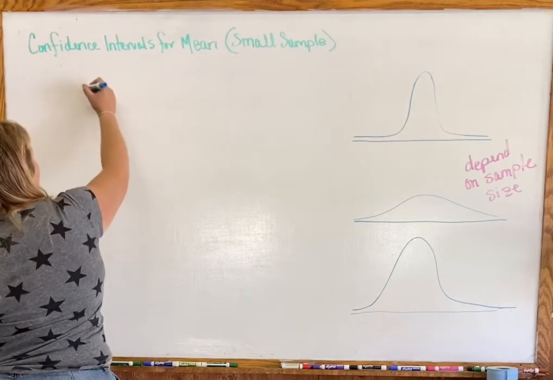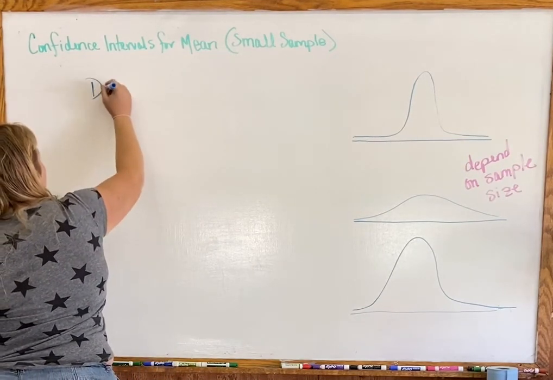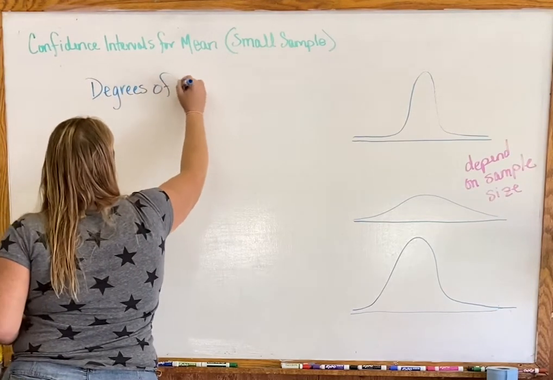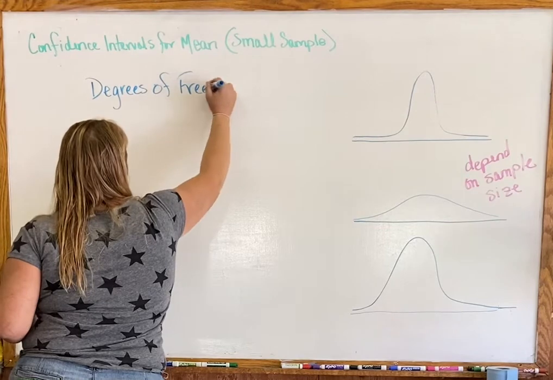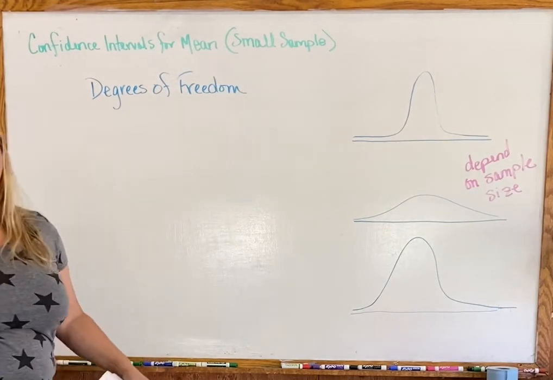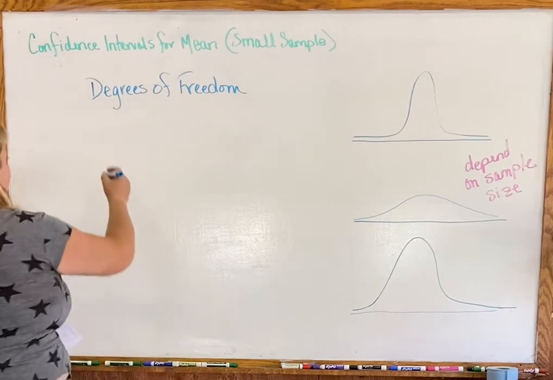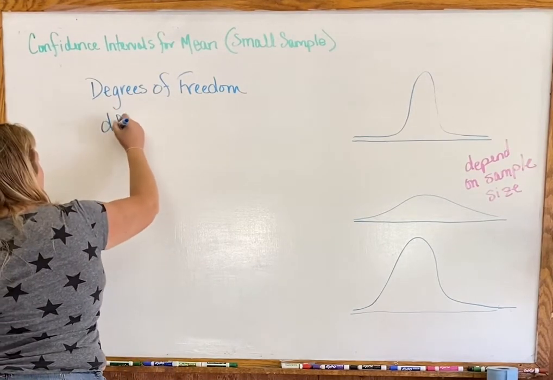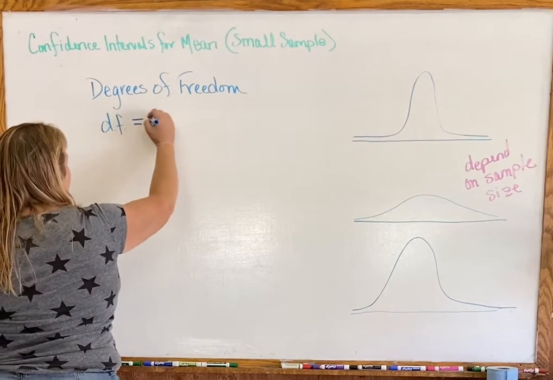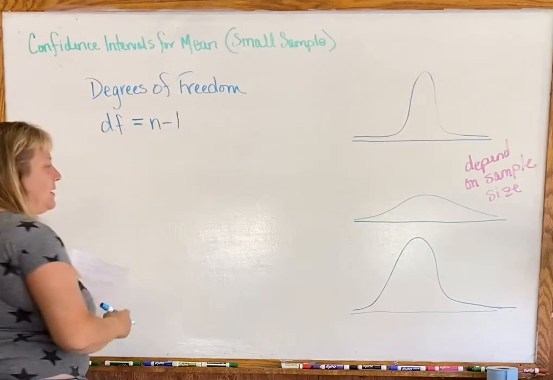Okay, so what we're going to look at here is something that we call degrees of freedom. And degrees of freedom is an easy little thing, you just kind of have to remember it. Normally it's just labeled DF. And degrees of freedom is found by taking n minus 1.